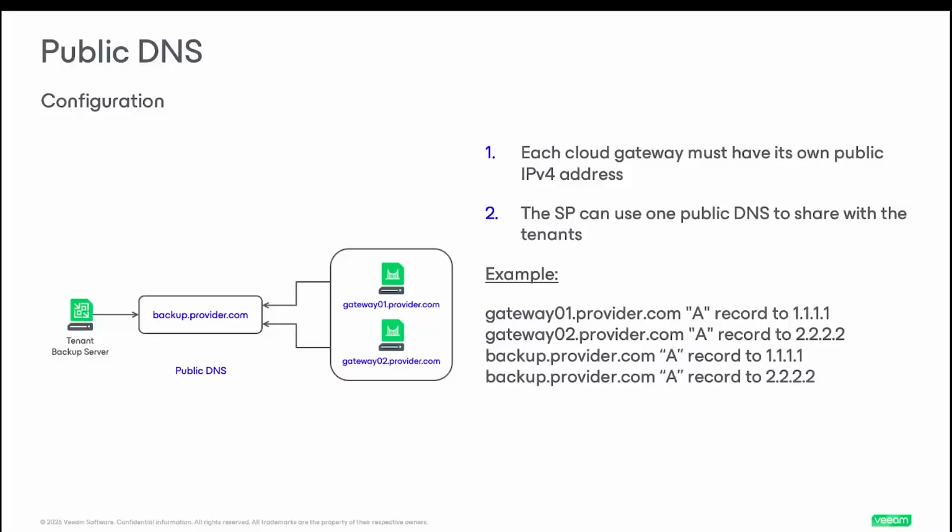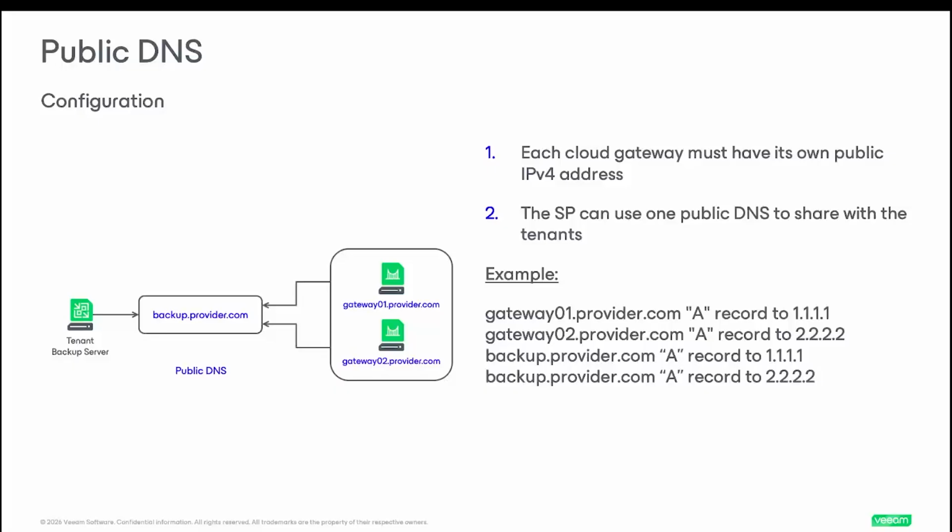As you can see here, we have an example, backup.provider.com. That's the public DNS name that we will give to our tenants. Easy to remember, just a single one. Behind that, we have gateway 01, gateway 02, maybe later we will add gateway 03 and 04 and so on. Each of these gateways must have its own public IPv4 address and of course a public DNS name.